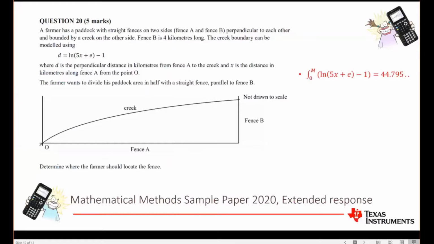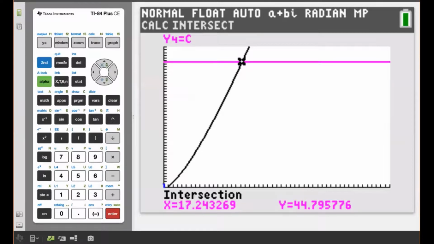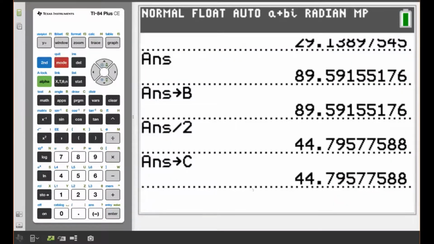Cool. Okay, so question 15, again, we're back to some statistics. We've got a proportion of Australians who support the removal of single-use plastic bags of 64%. So we're using a normal approximation to the binomial. This is obviously binomial because you're either supporting single-use plastic bags or you're not. And we have a sample size of 100. We want to determine the probability that more than 70% of those surveyed support the removal of single-use plastic bags.